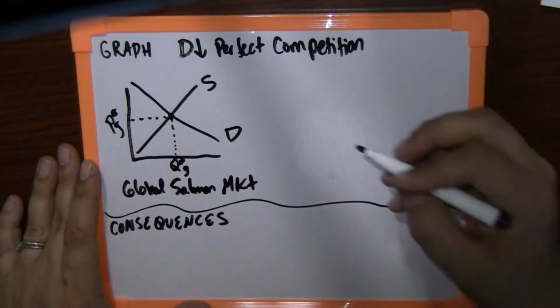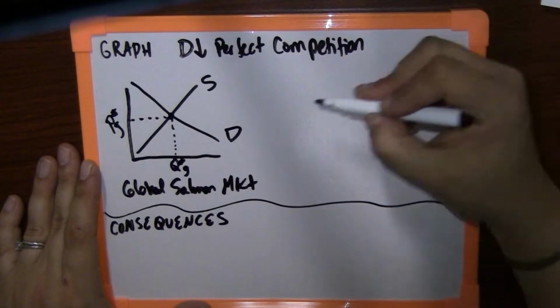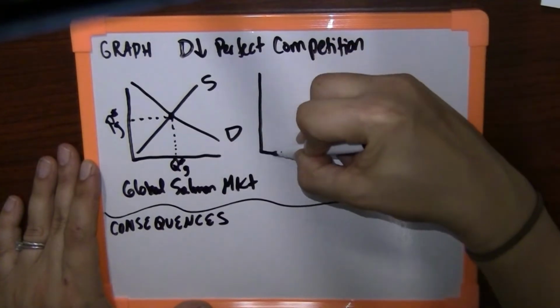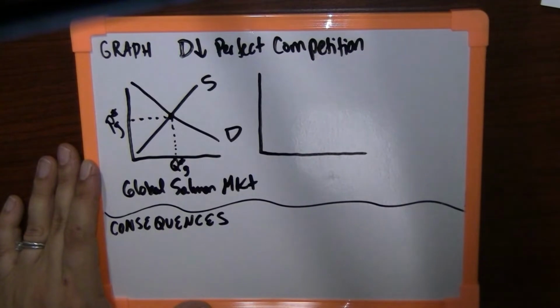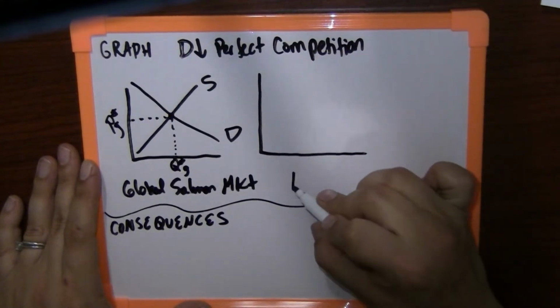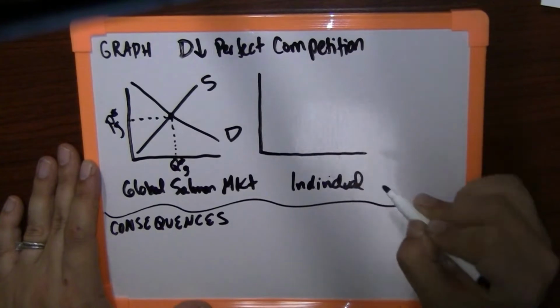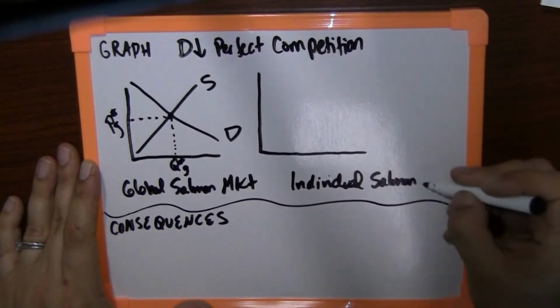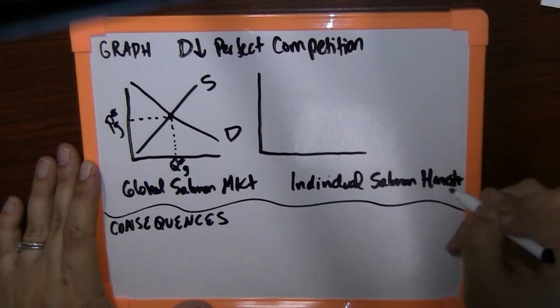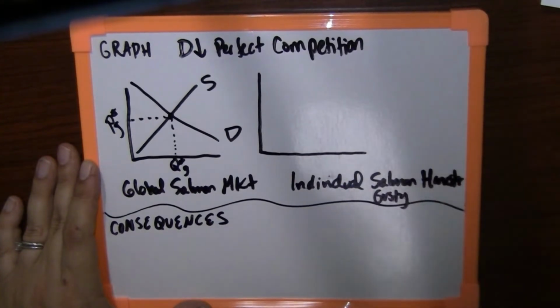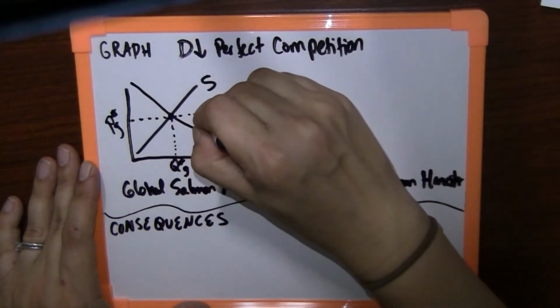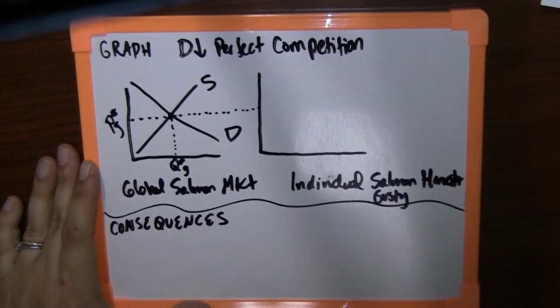So remember, we're not done because in perfect competition, this is a two-way graph. We have the global salmon market and how it affects our individual salmon harvester, over here on the right. Let's call him Gusty, after my favorite Californian salmon harvester. So Gusty takes the price from the larger global salmon market. Because he's a perfectly competitive firm, his product is the same as everyone else's. It's very easy for other people to go in and get fish.